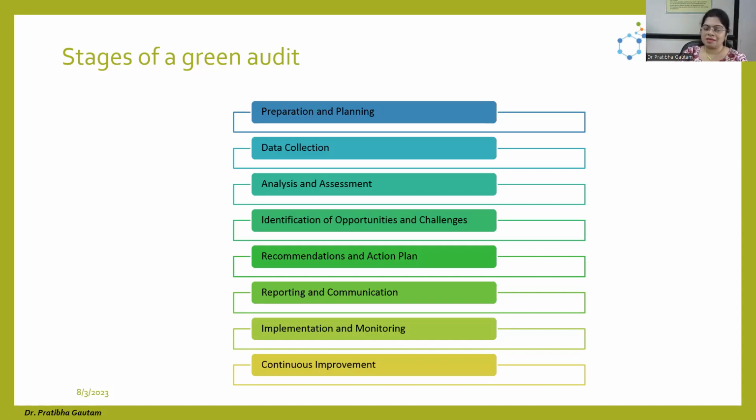Then comes your analysis and assessment part. This is mainly done by the auditor. Then comes identification of opportunities and challenges. This has to be done simultaneously. Recommendation and action plan simultaneously. Reporting and communication, more it goes towards the auditor part. Then implementation and monitoring, again, it is from the auditee part, the institution's part. Continuous improvement, again, from the auditee part, the institution's part.